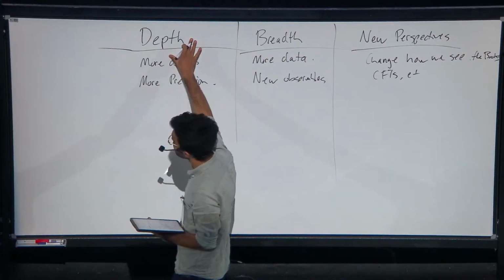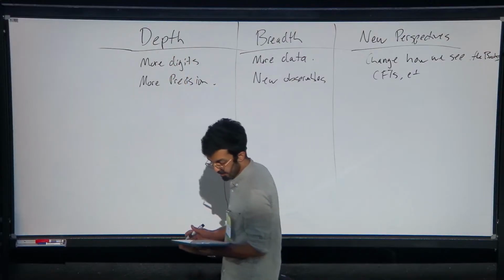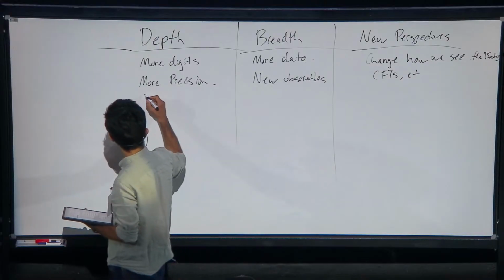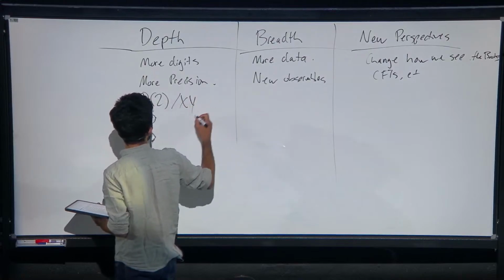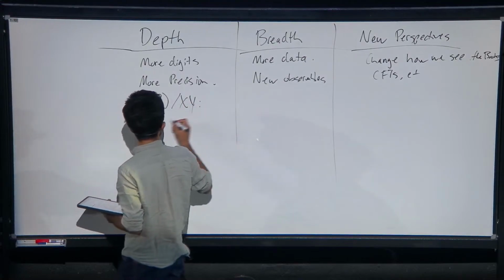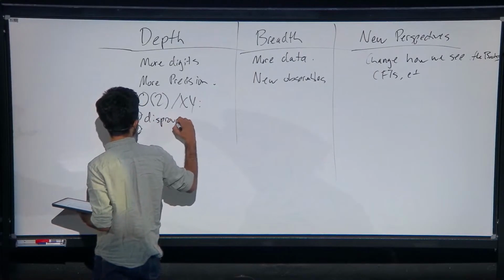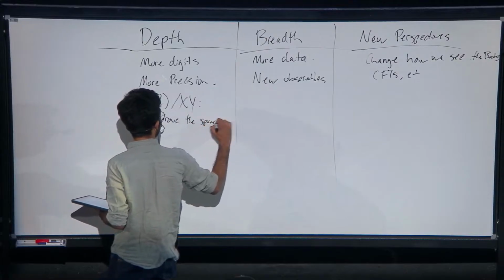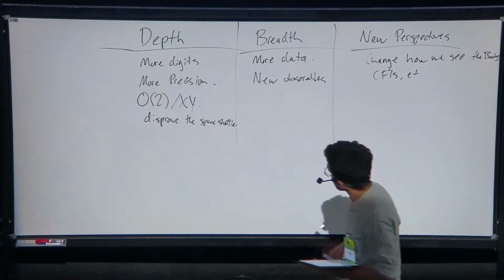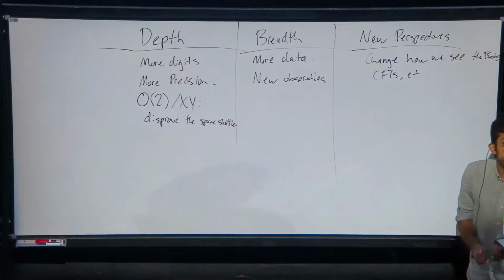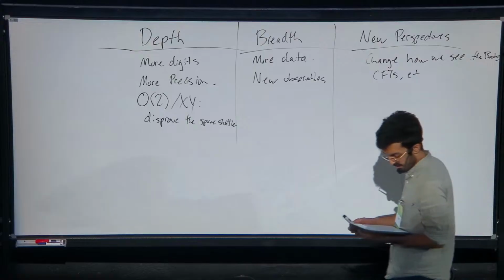So, for example, pushing more digits of precision beyond just being very impressive has real scientific value, in that the O2 or the XY universality class, our community was able to, I'll just glibly call it, disprove the space shuttle. We were able to, using extra digits of precision, show that the experimentally determined values for critical exponents were contradictory with conformal symmetry.